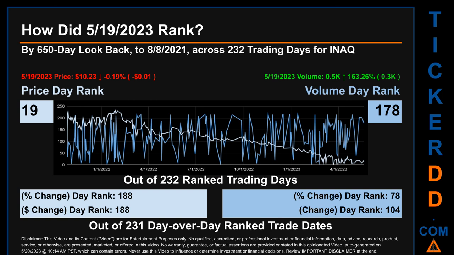The line graph overlays price and volume's daily ranking, as shown respectively in light versus dark blue, across those target days' trading days. In this view, essentially the dips are good whereas the spikes are bad. The price's day-over-day percentage change, dropping minus 0.19% on May 19, 2023, had a day rank of 188 while its dollar difference of 1 cent had a rank of 188 when compared day over day across 231 trading days. Volume's percentage change and difference were ranked respectively at 78 and 104.